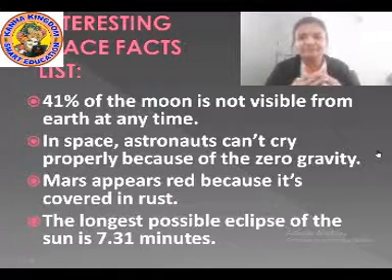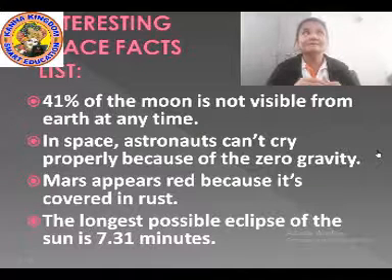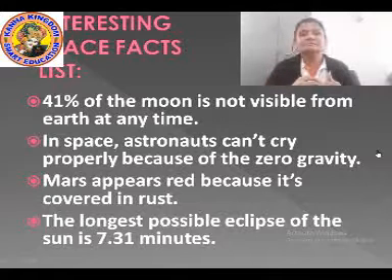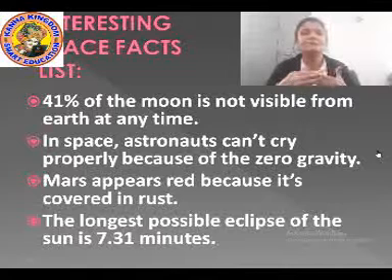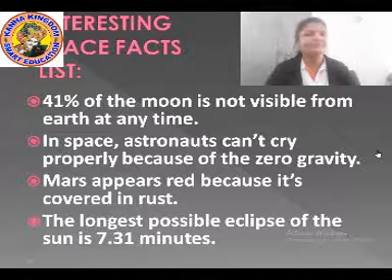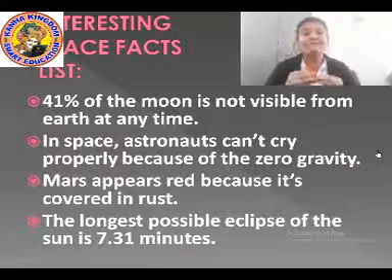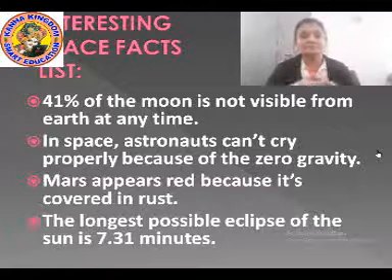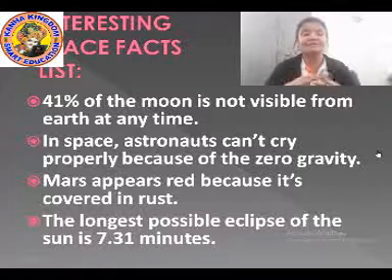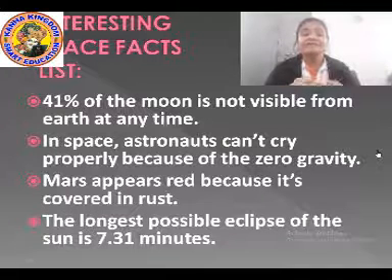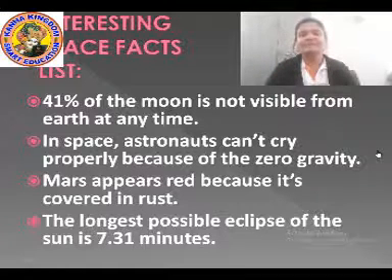Now, do you know what is eclipse? Eclipse means, you can say, like Grahan. Now the longest possible eclipse of the sun, that is the solar eclipse, is 7.31 minutes. The longest possible eclipse of the sun is 7.31 minutes. I hope you all are enjoying.